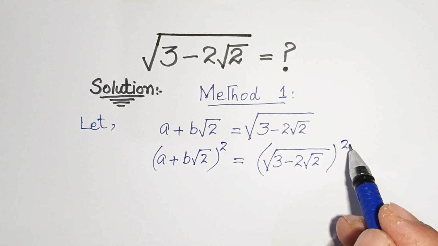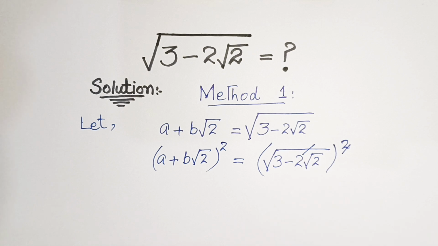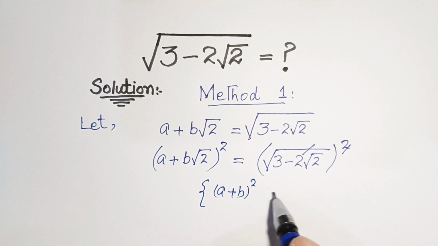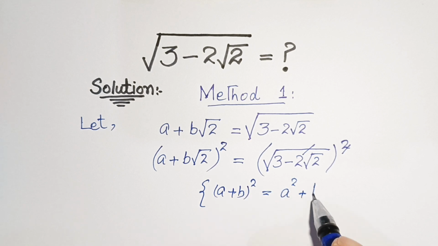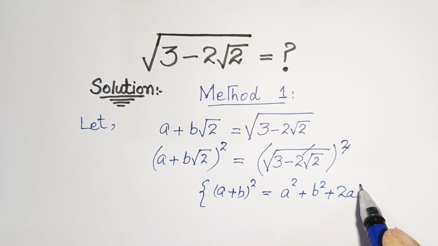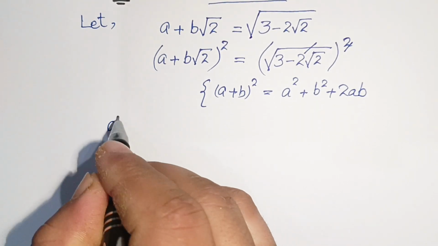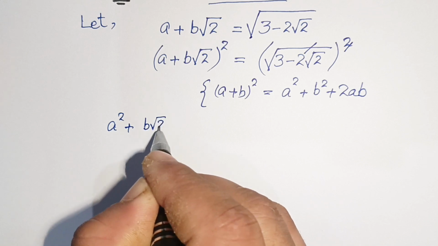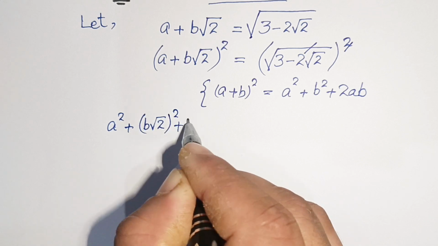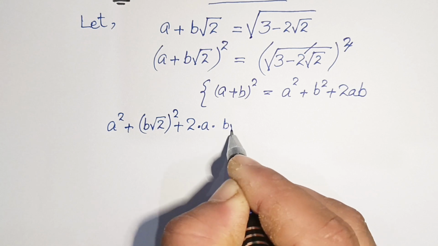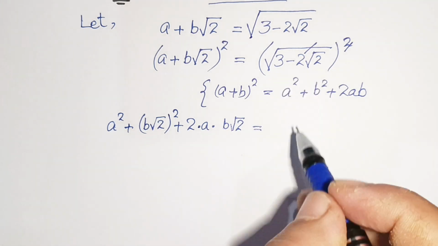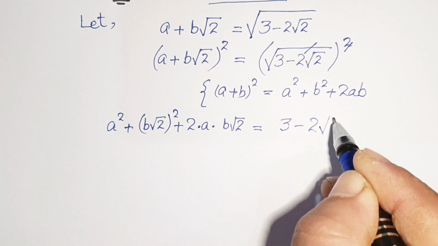Now here if we cancel the square root, we have a plus b times square root of 2, whole squared. We can use the algebraic formula: if we have a plus b whole squared, then it is equal to a squared plus b squared plus 2 times a times b. Now this will be a squared plus b times square root of 2 whole squared plus 2 times a times b times square root of 2, which is equal to 3 minus 2 times square root of 2.